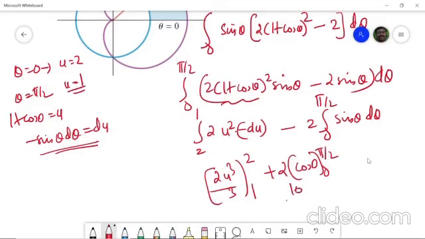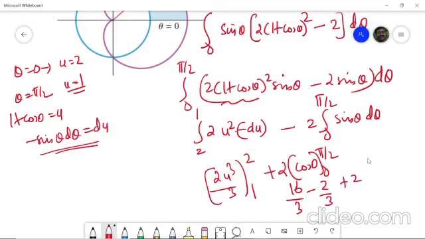So 16 by 3 minus 2 by 3. Then we have plus 2 cos pi by 2, which is 0. Then plus 2 cos 0, plus 2. So this is actually 8 by 3. Sorry, 14 by 3.